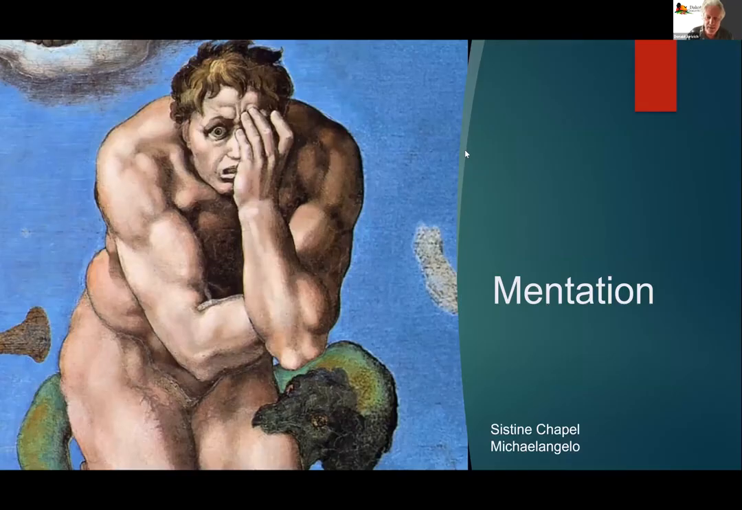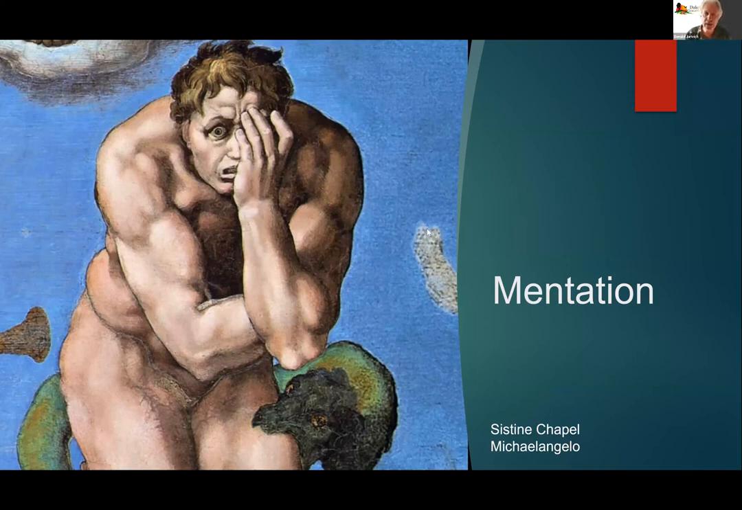Mentation. This is one of my favorite Michelangelos, from the Sistine Chapel. You can see this serpent nipping into this guy's thigh. So he's obviously pretty distressed by the devil getting a hold of him. But the point being is that this just references our concept of cognitive impairment, depression, anxiety, and delirium.